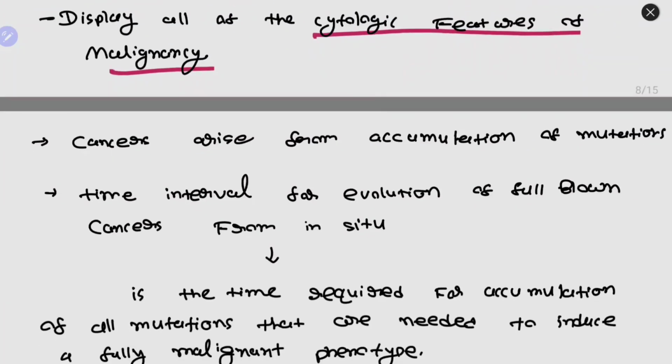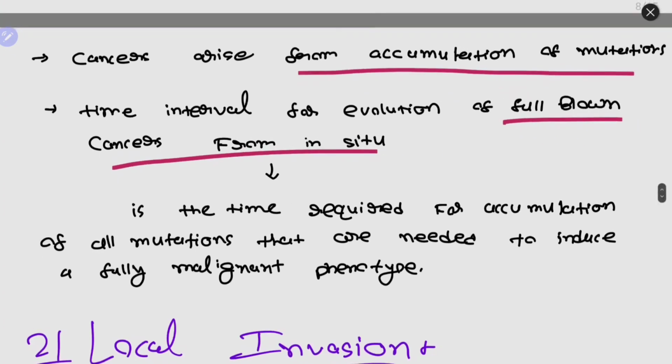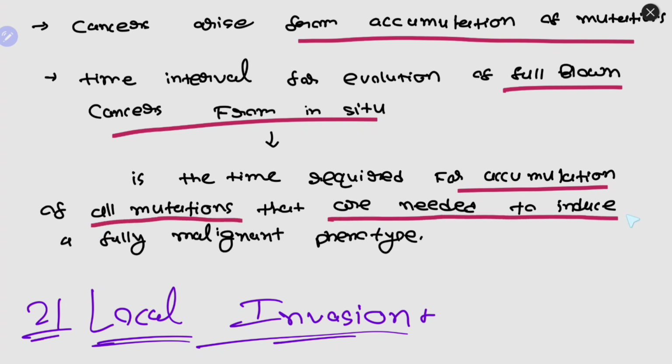What we know is that cancer arises from the accumulation of mutations. The mutations in genes accumulate, and when they reach the needed mutated genes, they cause full-blown cancer from in situ. So the time interval for evolution of full-blown cancer from in situ is the time required for accumulation of all the mutations that are needed to induce a fully malignant phenotype.